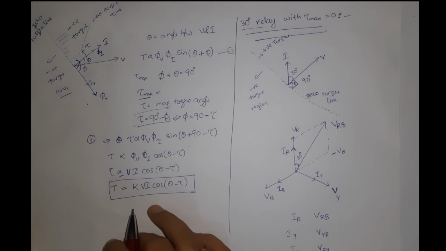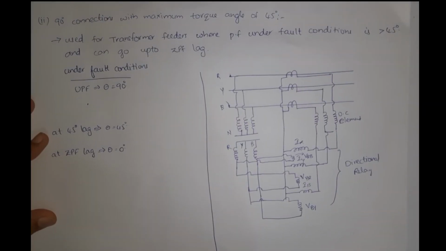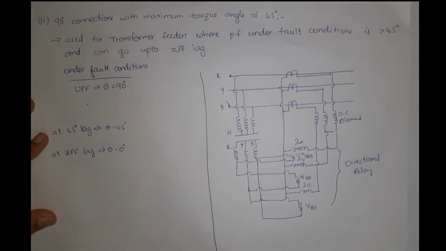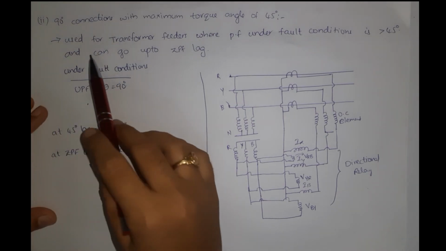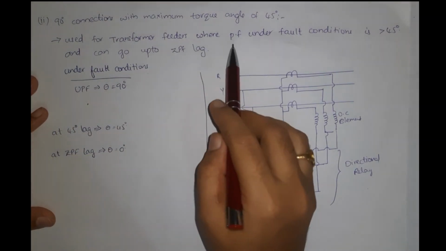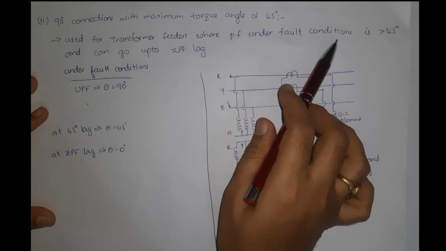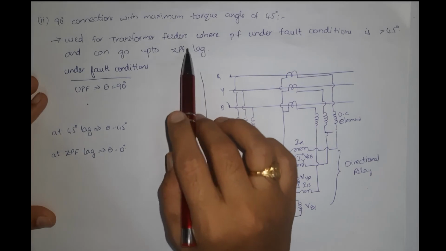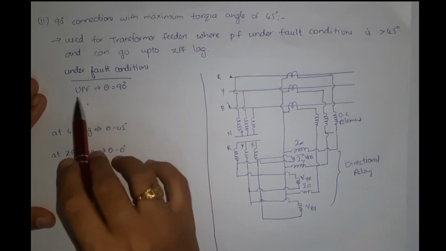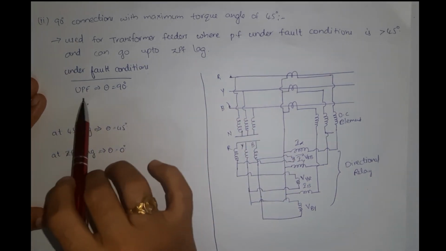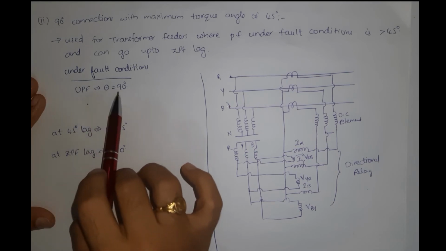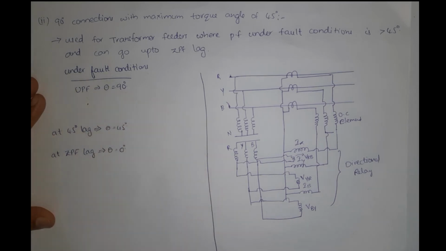Now let us see the second connection. 90 degrees connections with maximum torque angle of 45 degrees. Right? So these type of connections are used for transformer feeders where power factor under fault conditions is greater than 45 degrees and that may go up to 0 power factor lag also. So here under fault conditions, the condition for relay angle is that it must be unity power factor, that is already assumed, right? Theta will be 90 degrees, right?